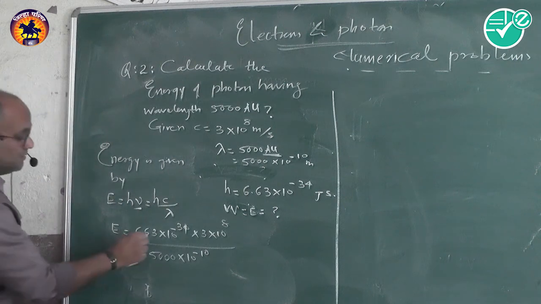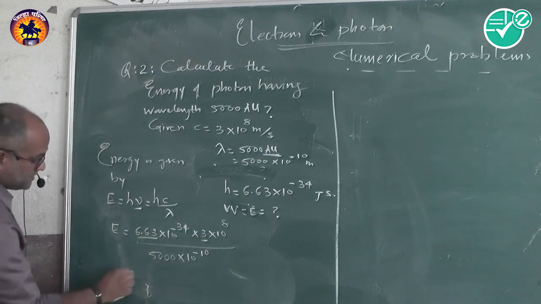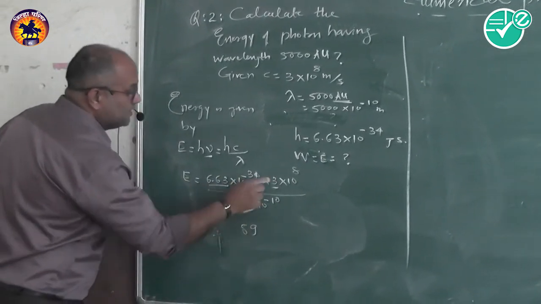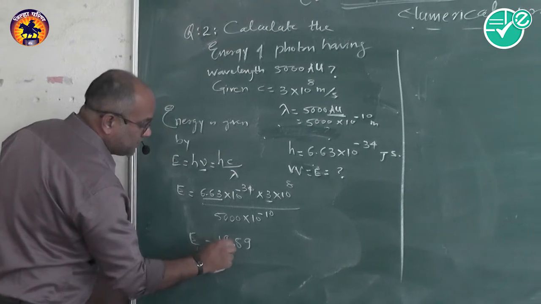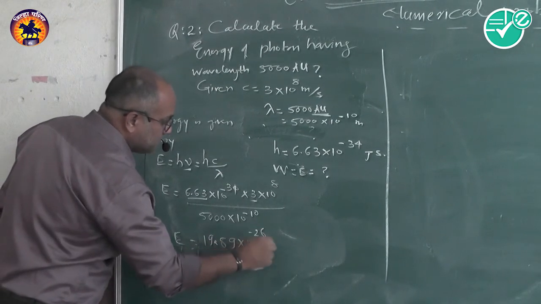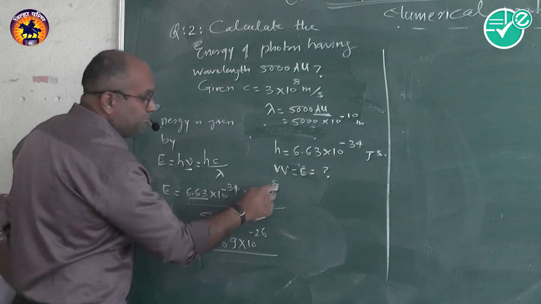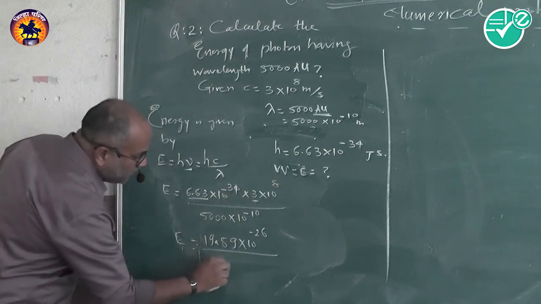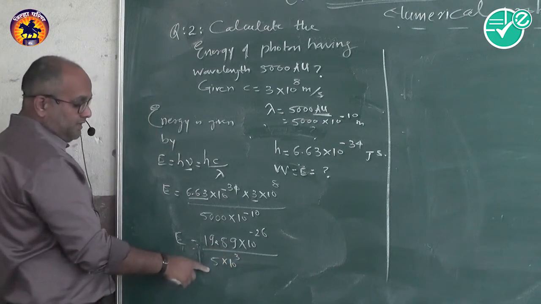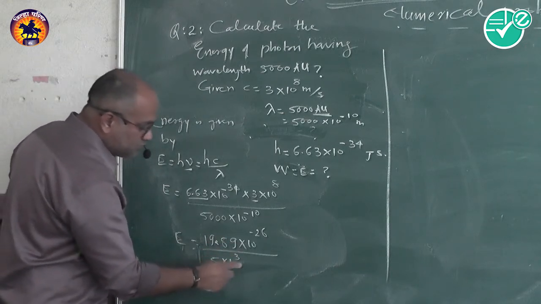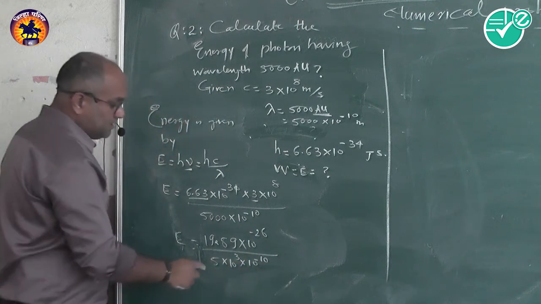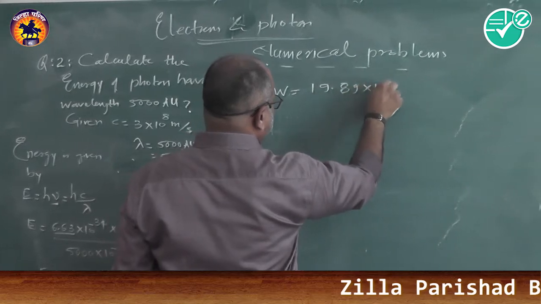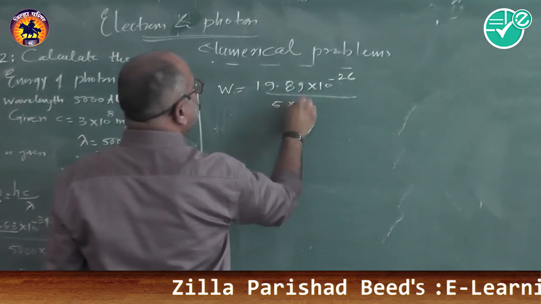Now look here, the multiplication of these two factors: E is equal to 3 3s are 9, 6 3s are 18, 1, 6 3s are 18 and 1 is 19.89 into 10 raised to minus 26, since minus 34 plus 8 comes to be minus 26. This is 5 into 10 raised to 3; 5000 can be written as 5 into 1000, and 1000 means 10 raised to 3, into 10 raised to minus 10. That becomes equal to W is equal to 19.89 into 10 raised to minus 26 upon 5 into 10 raised to minus 7.